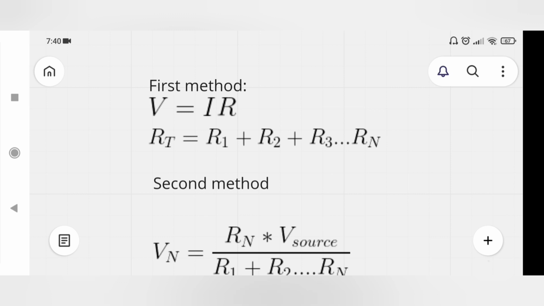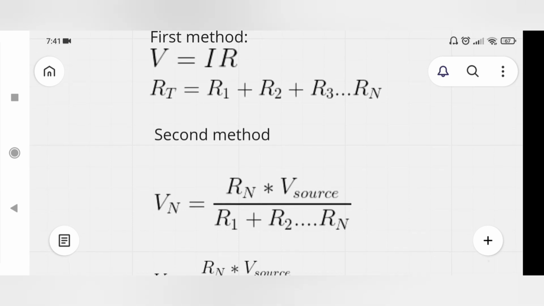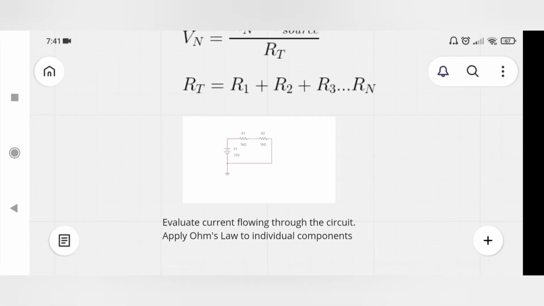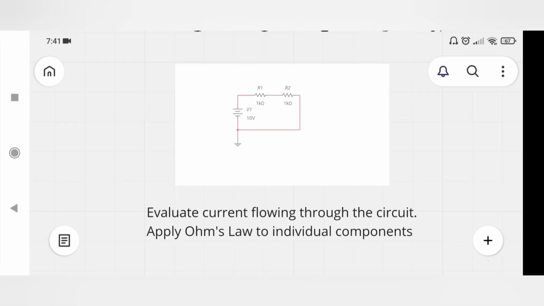This is the first method of solving a series circuit with the help of Ohm's law. V is equal to IR, and RT is the total resistance in the series circuit. RT is equal to R1 plus R2 plus up to the nth resistor. This is the second method and we will discuss it in the next video. Now this is the first circuit I am going to discuss.